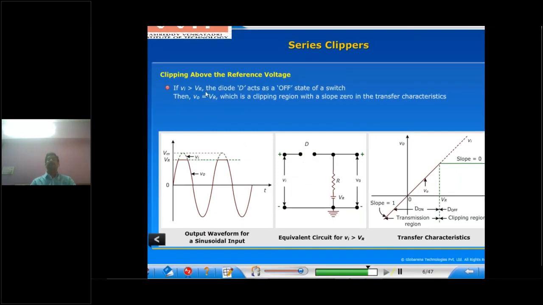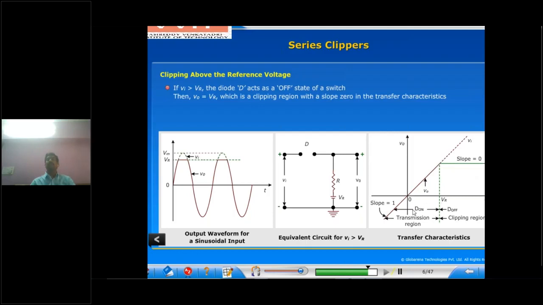Now, input voltage Vi is greater than the reference voltage, the diode acts as an open, off state, that means an open switch. Then V0 equals VR, because the output voltage is in parallel to the reference voltage VR. Now when the input waveform is greater than the VR reference voltage, the output waveform value equals VR. That's why the waveform above the reference level is clipped off. This circuit is called clipping above the reference voltage. And this is called the transfer characteristic curve.